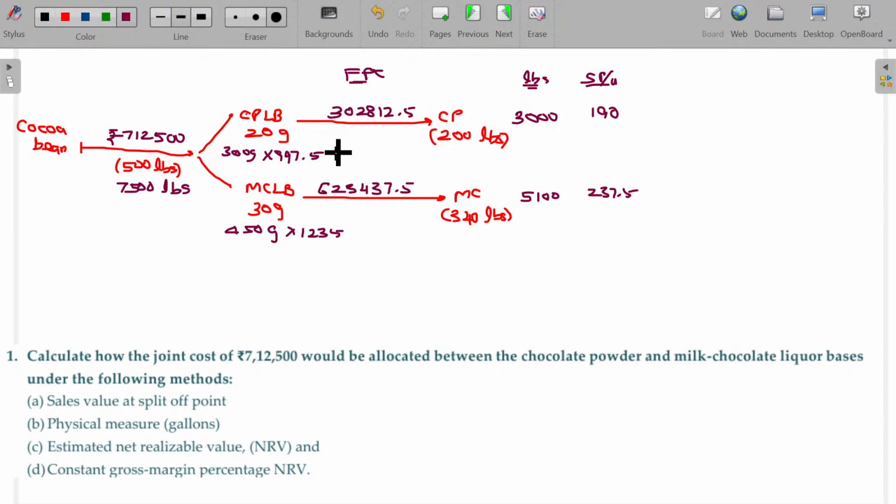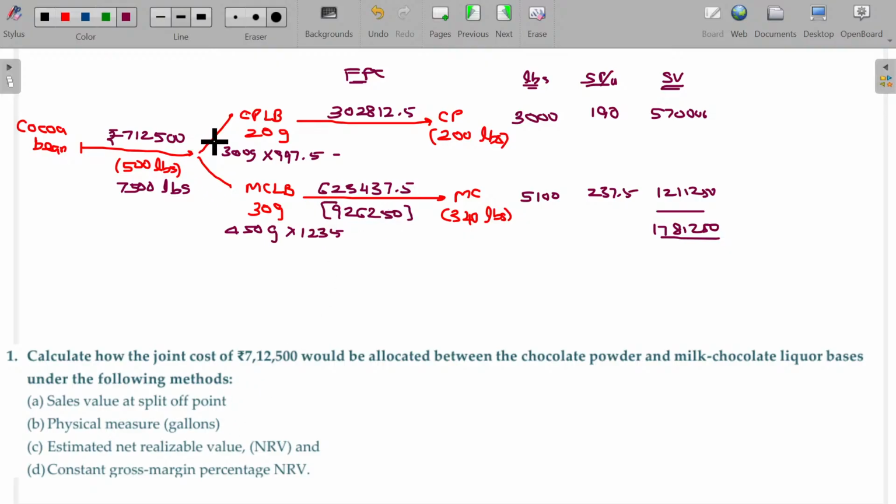What is the sales value here at the split off point? Now find out the sales value here. Sales value complete 3,000 into 190, 5,70,000. This one being 12 lakhs 11,250. Total being 17 lakhs 81,250. And total further process cost being 9 lakhs 26,250. Isn't it?